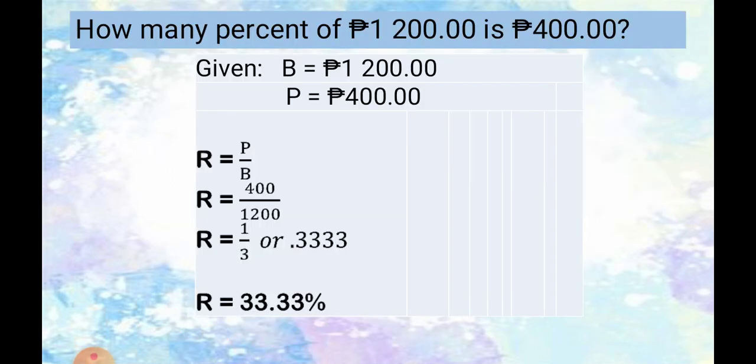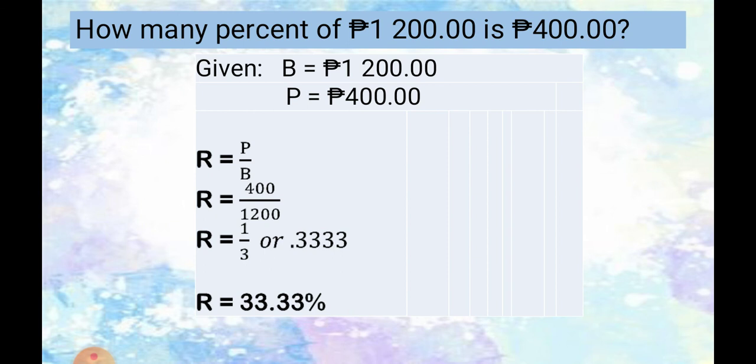Okay, how many percent of 1,200 is 400? Okay, anong percent daw ng 1,200 ang 400? Okay, the same process. R is equal to P over B or R is equal to 400 which is the percentage over the 1,200 which is the base. Okay, so 1 over 3 or 0.33 or 33.33%. Okay.